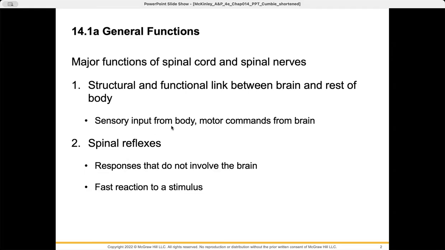And so what we often see when we use our spinal nerves is we get sensory input from the body and then motor commands from the brain, and those will be sent out throughout. We also have something that isn't really involved in the brain, but occurs in the spinal cord with the spinal nerves. And these are spinal reflexes. These are responses where the brain does not process things, and they're generally very fast reactions when a stimulus is present.